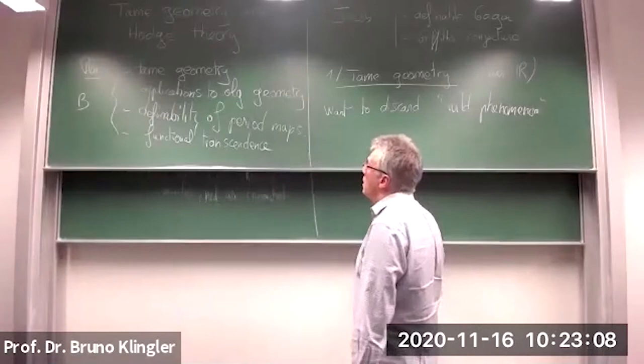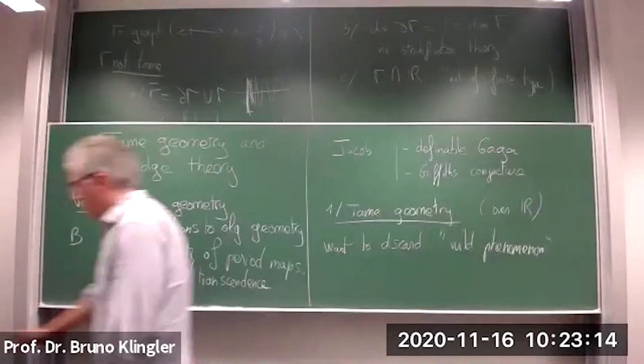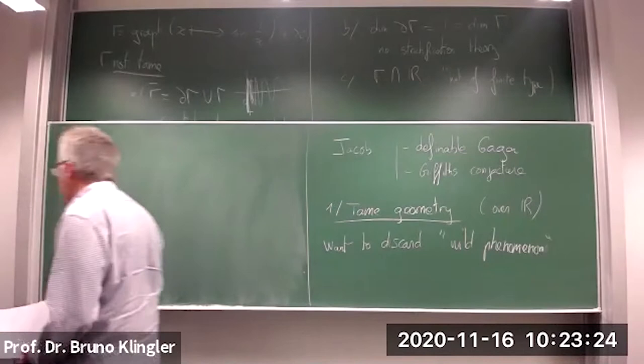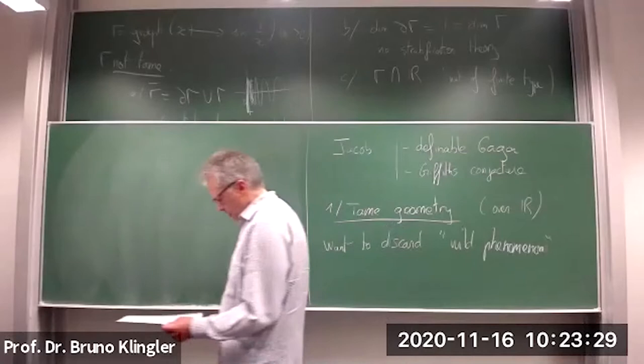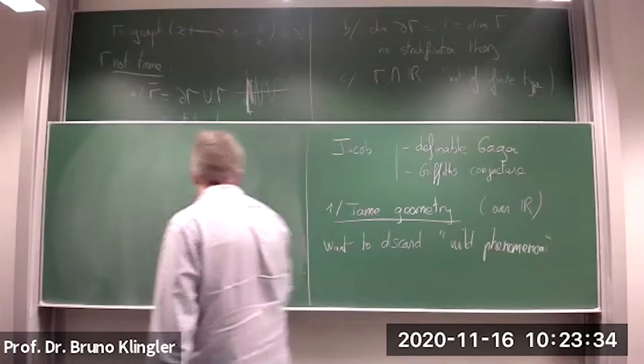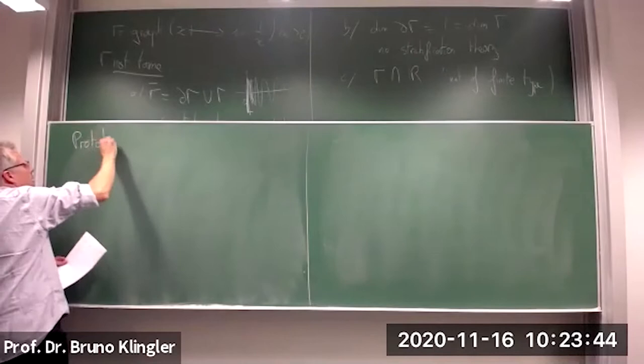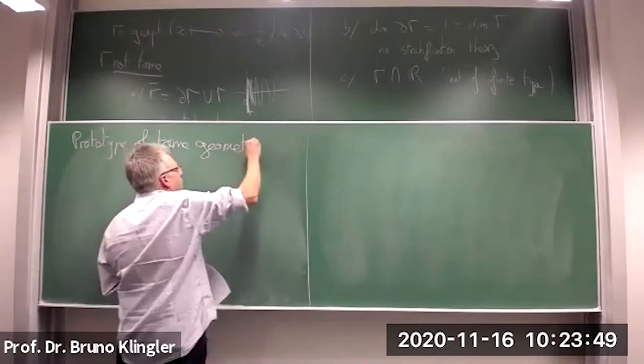Let me now try to describe what is an o-minimal structure. So we start with the notion of structure. Boris did not give the axiomatic definition, and I will give a definition which is good for geometers, not for logicians. So the prototype of tame geometry is semi-algebraic geometry, as already said by Boris.